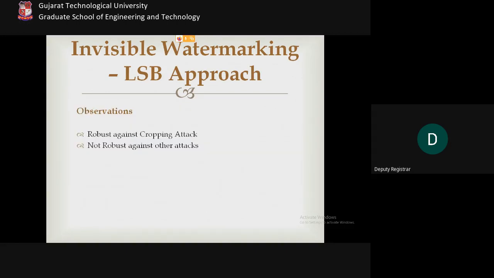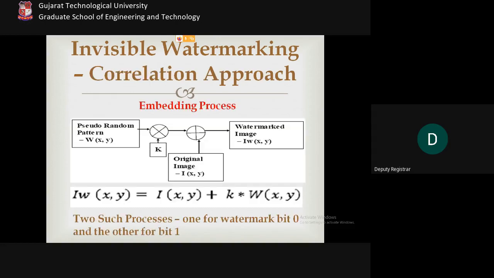But the LSB approach is not found good. Why? Because it is robust against the cropping attack, but it is not robust against any other attack. So the LSB approach is not used anywhere, because it is only robust against the cropping attack. If you crop the entire frame to a certain extent, you can still take your message back, but otherwise, if any other attack is applied, you cannot extract the message. Why? Because the LSB is disturbed, right? So the LSB approach is not good.